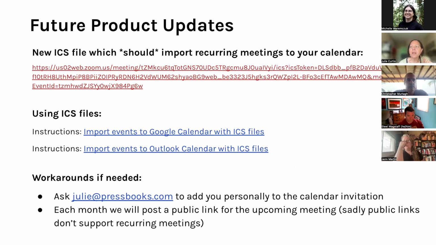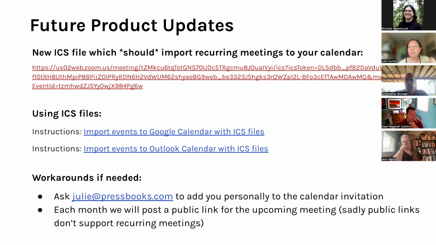We also have an ICS file that should import the recurring meetings into your calendar. This worked for me this morning when I tried it. I think, Steele, it kind of worked for you. It worked in Google Calendar, and your free Outlook wasn't so happy with it. So that's one option. We've also posted instructions for using the ICS files. If you haven't imported events, it's a pretty quick and simple thing to do.